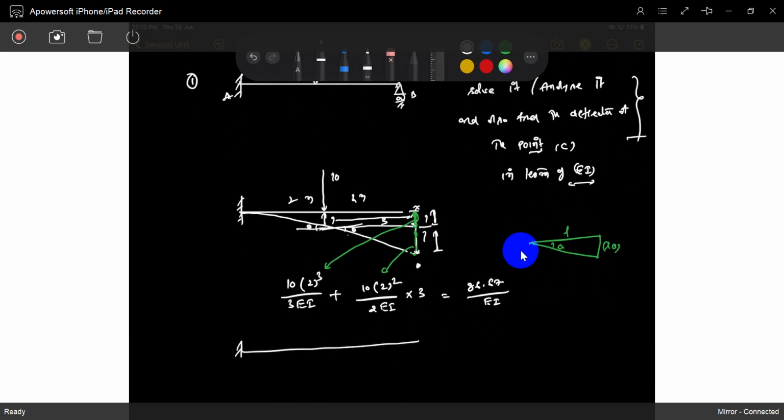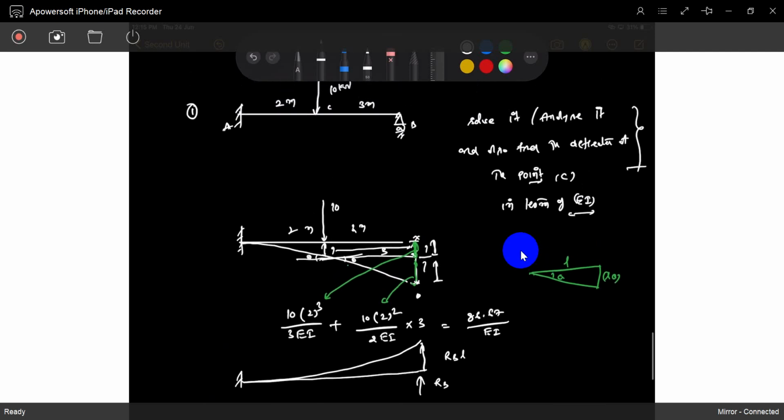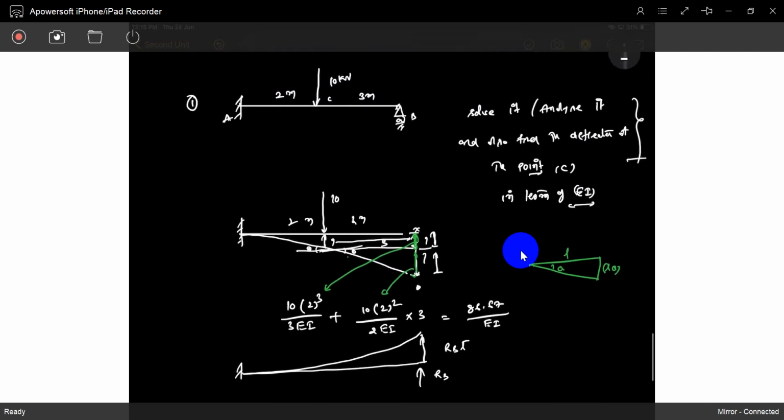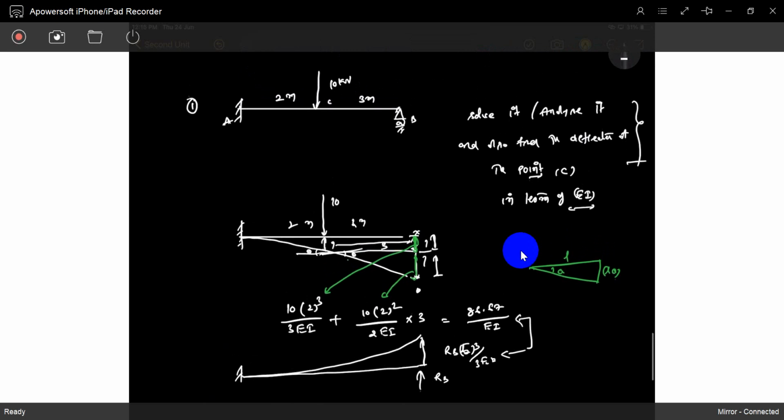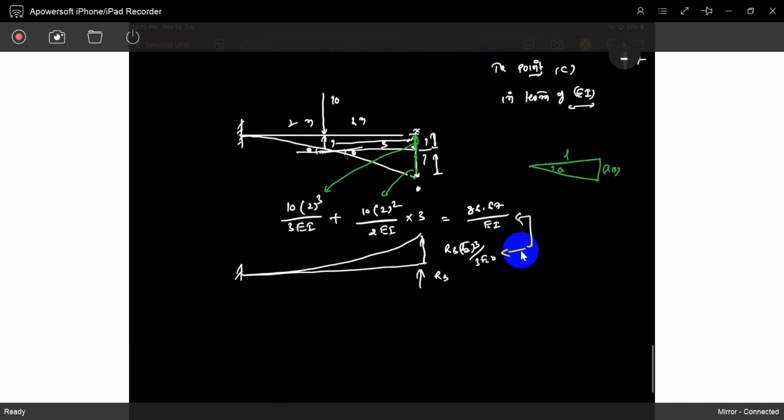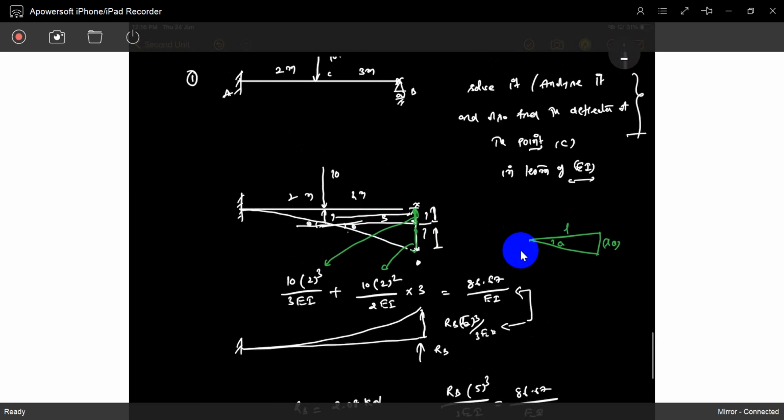Now the deflection at B is 0 by the application of the redundant force RB. By the application of the redundant force RB, it will go like this. That is RB L cube, where L means total length is 5, so 5 cube by 3EI. Both are equal, then only deflection at B is 0. So RB 5 cube by 3EI is equal to 86.67 by EI. So what is RB? RB is 2.08 kilonewtons.